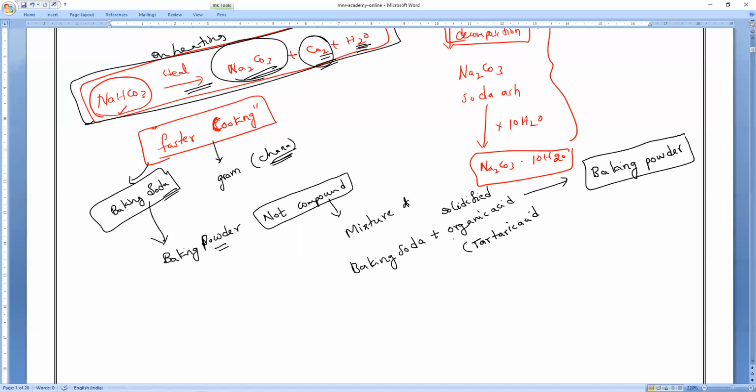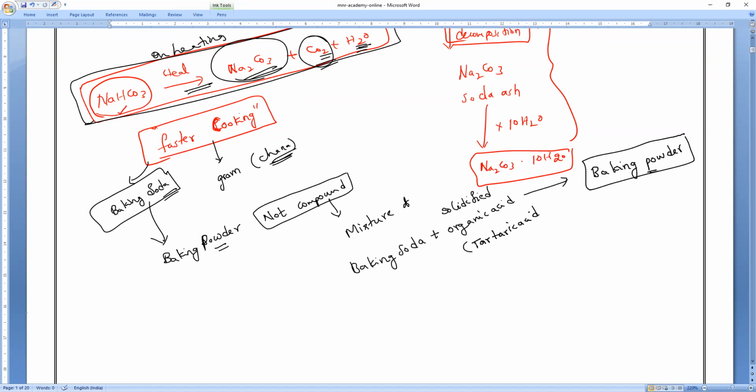In the sense that it is not a compound, it is a mixture. But as soon as you add it to the cake preparation and all, the reaction will take place. Do you all understand what I am saying? Please respond, guys. Yes, sir. If you notice it, first thing, let us write the uses and you will understand.